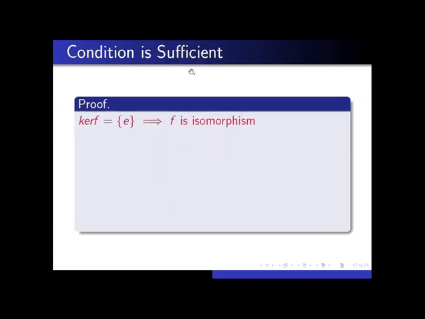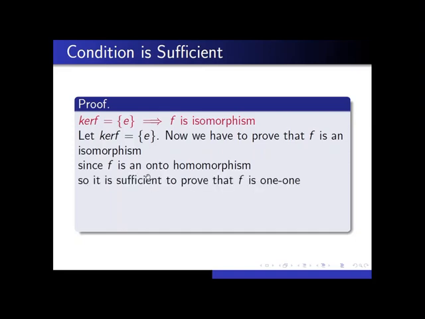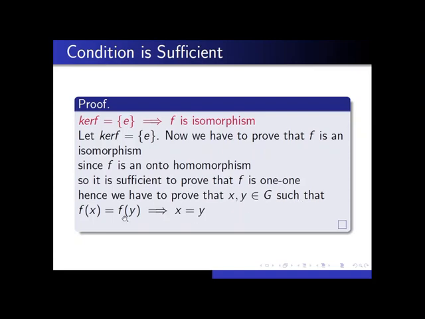Now let us see the sufficient condition. So it is the reverse process. Kernel f is equal to E and we need to prove that f is an isomorphism. Already it is given that f is an onto homomorphism. So to prove f is an isomorphism, we only need to prove the 1-1 condition. So what is the 1-1 condition here? Take f of x equal to f of y and we have to prove that x is equal to y.